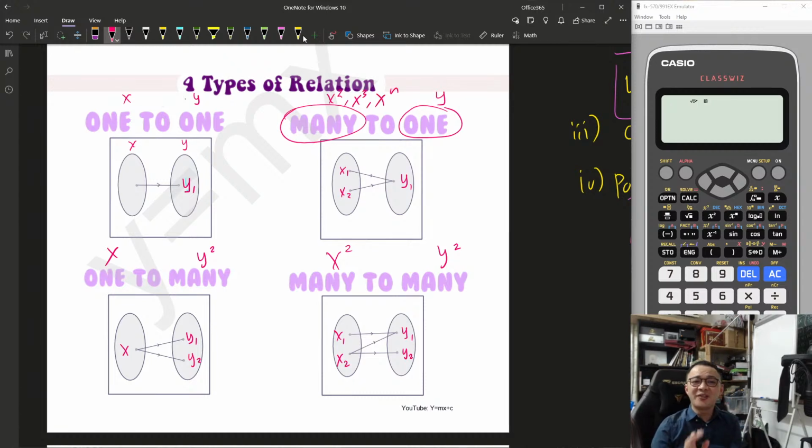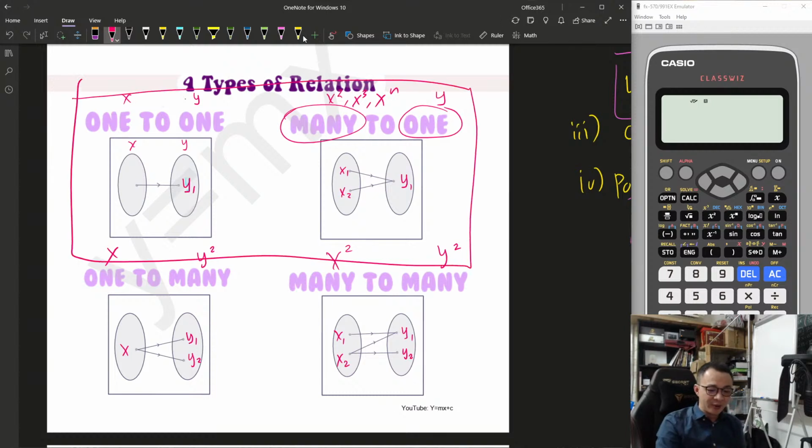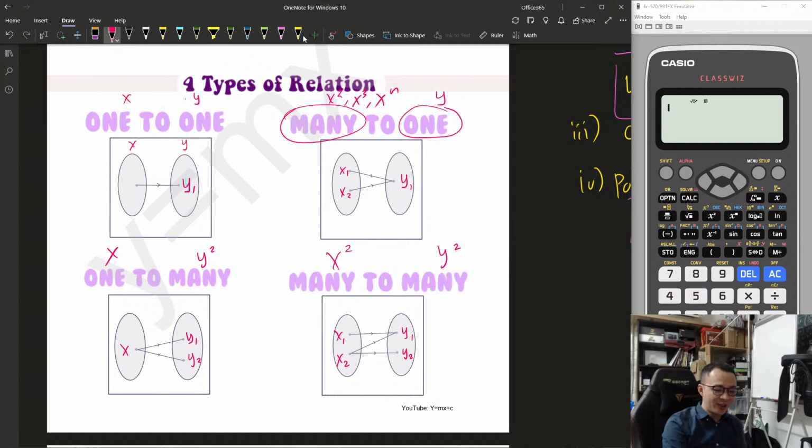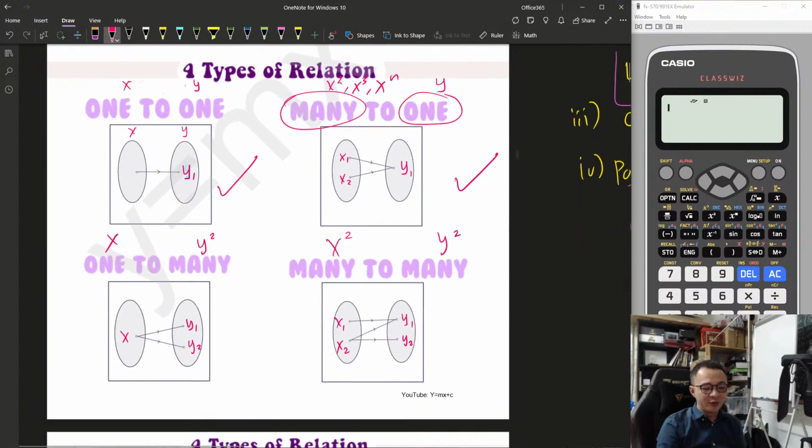If you understand what I'm talking about just now, at least you need to understand that when we call it a function, it's only for the first 2. Only this one and this one are functions, because both of them only link to 1 y value. The bottom 2 are not considered functions because you have y squared, so you have more than 1 y value.